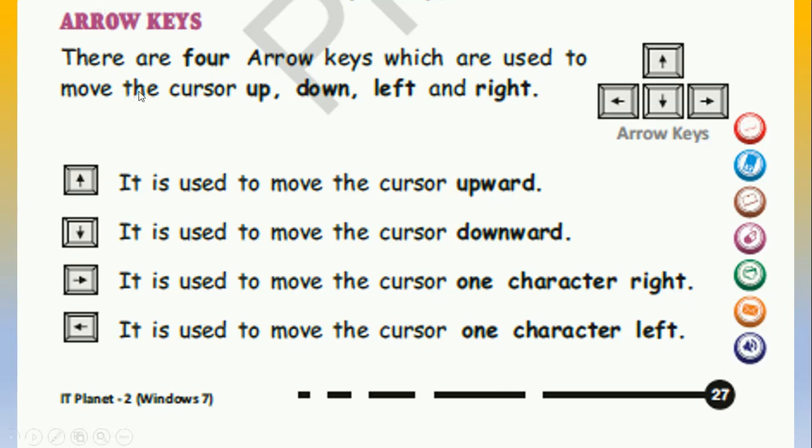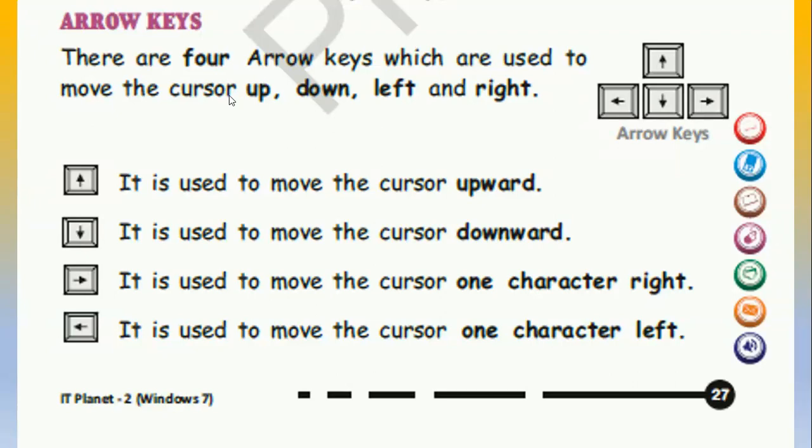Arrow keys. There are 4 arrow keys which are used to move the cursor up, down, left and right. Now one word is here, cursor. What is cursor? Cursor is a blinking line on the screen which tells where the alphabet or number will be written. A blinking line on the screen tells us whatever we are going to type, where it is going to be printed on the screen. That blinking line is called cursor.